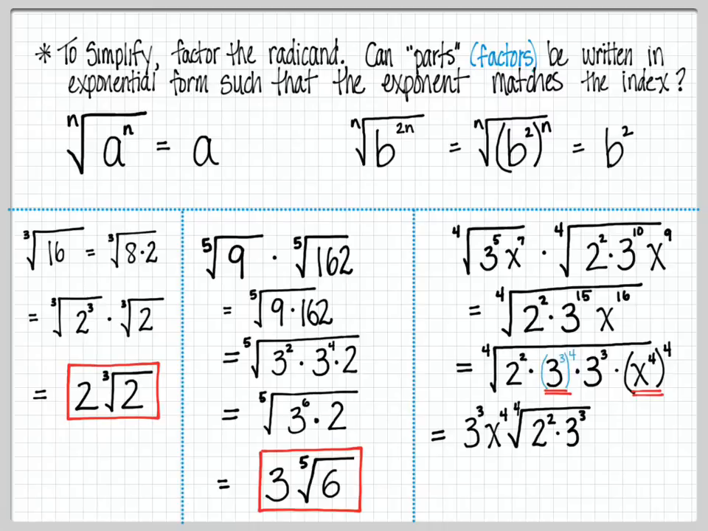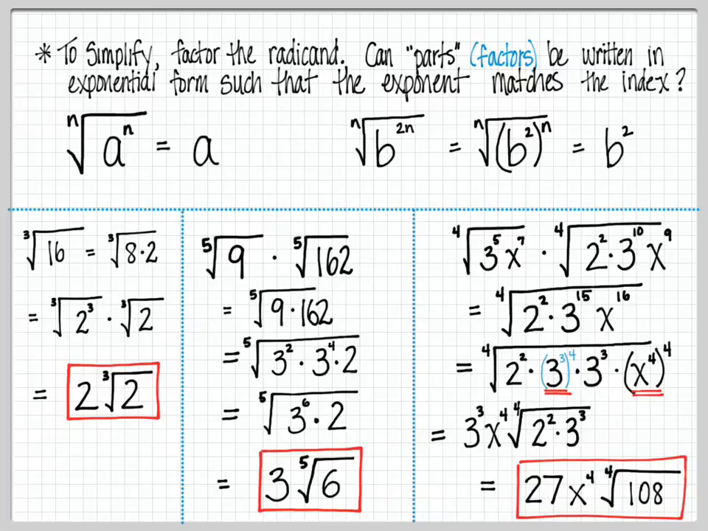Our final answer should not be left in this exponential form. We should figure out what these all are. So we notice that 3 cubed is 27. And then we have 2 squared times 3 cubed. Well, that's 4 times 27, which is 108. So to finish this problem, we write it out as 27 x to the 4th times the fourth root of 108. And that is our final answer.